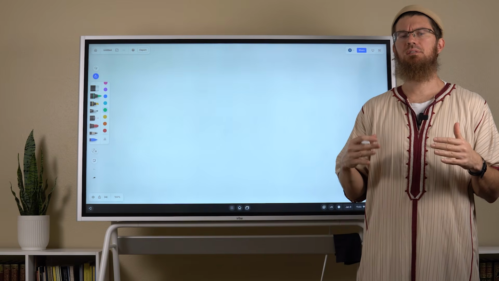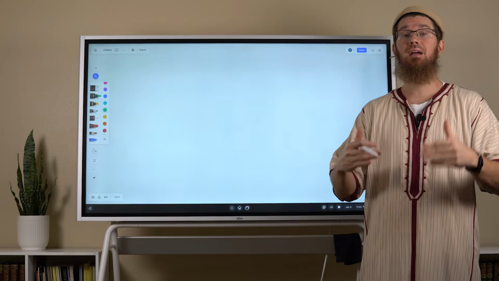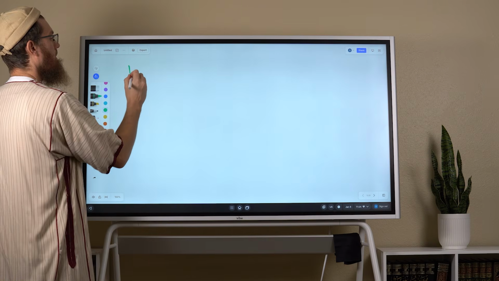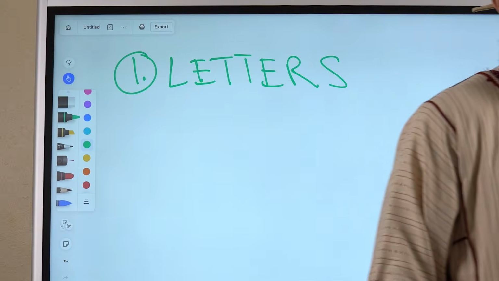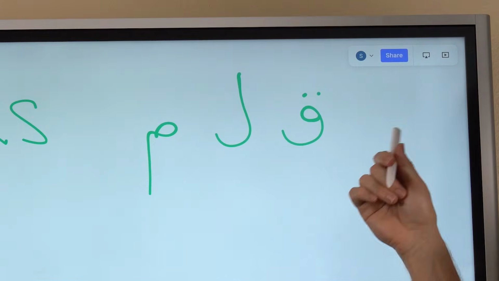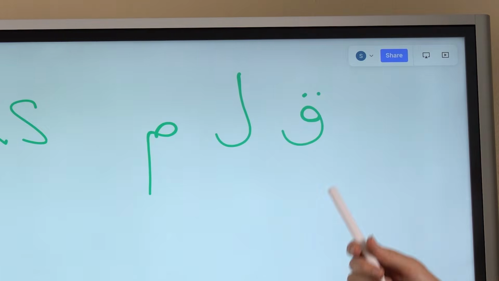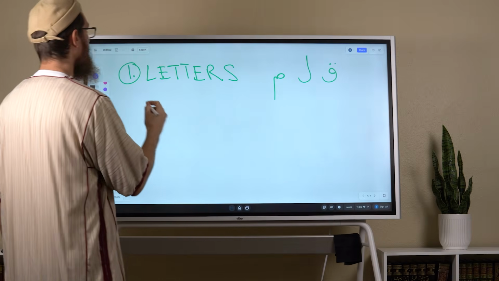So the first thing I'd like us to do is to think about how there are only 3 steps when it comes to learning the Arabic language. Step number 1 is to learn the letters. And that's what we're going to be doing in this course. So for example, Qaf, Lam, Mim. These are 3 Arabic letters. Once you learn these letters, you'll find that they will come together to form words.